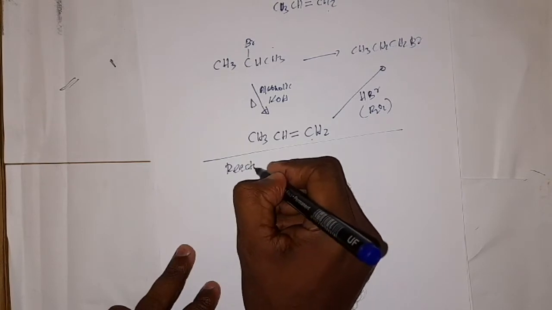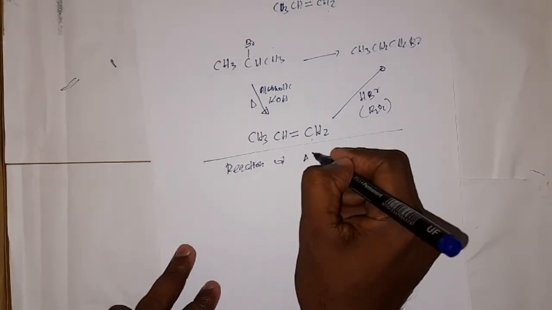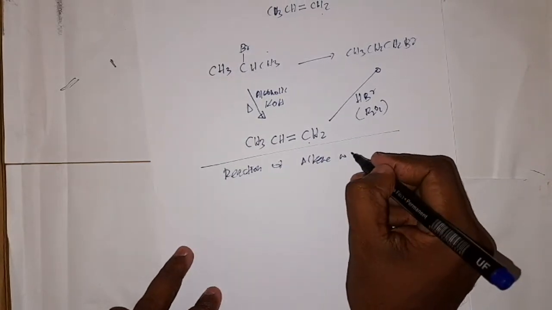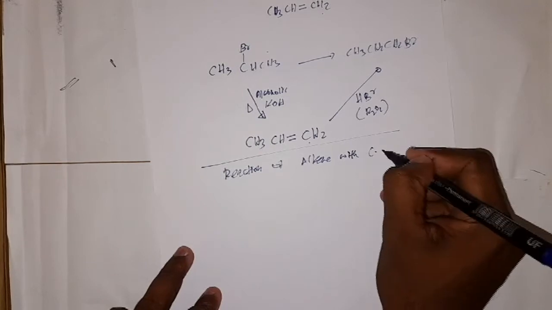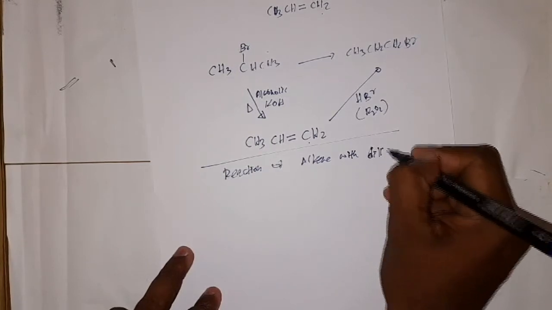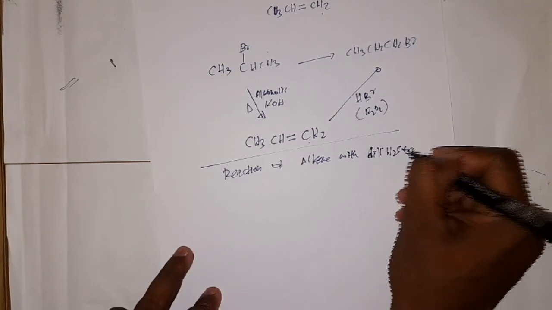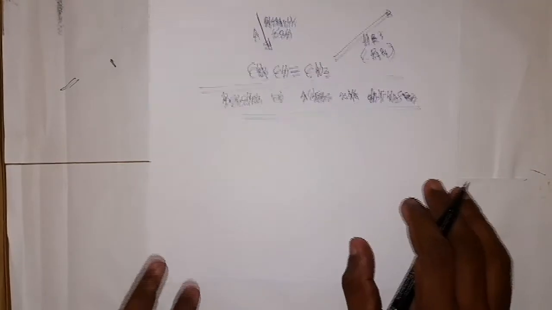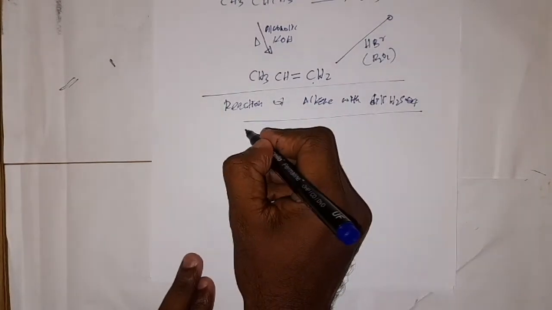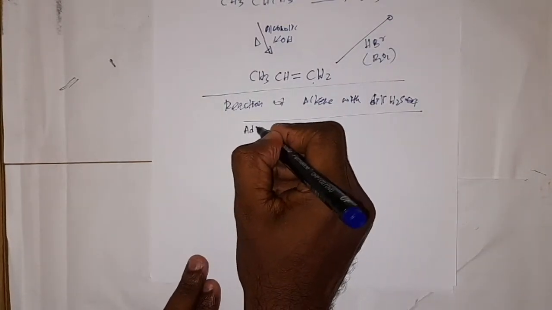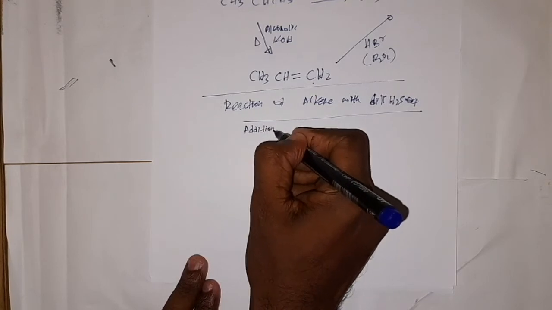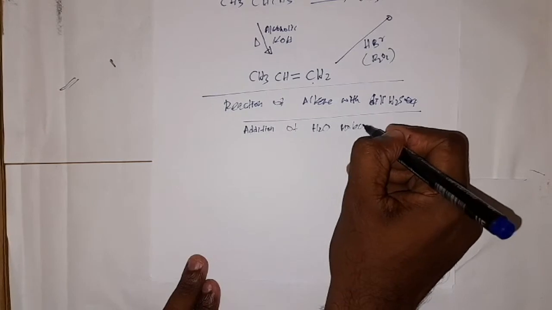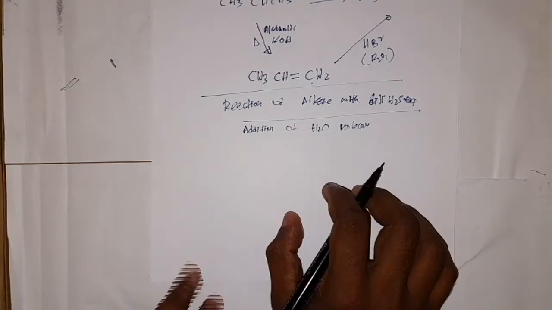Third one, reaction of alkene with dilute H2SO4. Dilute H2SO4 means, so normally we call this reaction addition of an H2O molecule. So this is the normal theory we can use for this one.